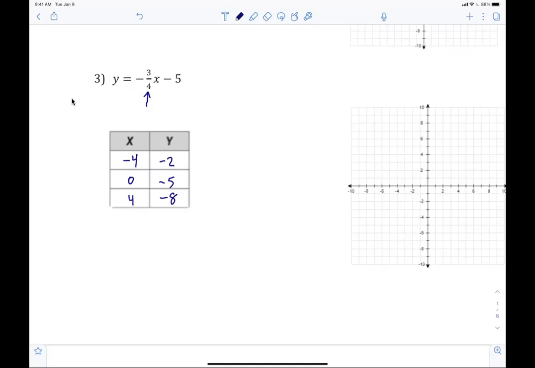All right, now we're going to plot those points real quick. Just to make sure, -4, -2.